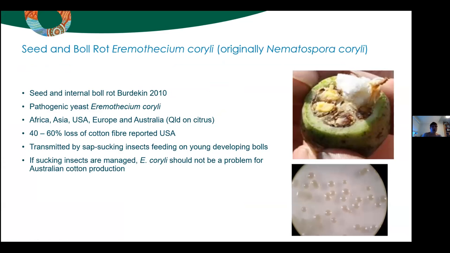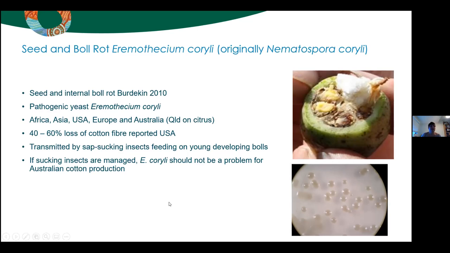Another thing we found quite a while ago now, we used to go to the Burdekin, we haven't been for a long time as they haven't really planted cotton up there for a while. This was a consultant who told us about this when we were up there. They cut these bolls open, and there was all this rotten seed, and we hadn't seen this before. There were a lot of sucking pests around, which are known to allow the penetration of pathogens. And so once we had an identification from Roger Shivas and Tom Marney of this Nematospora coryli, which is what it was called at the time, it's now had a name change.